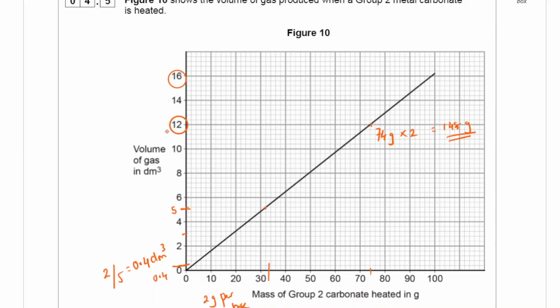So for 12 dm cube, I would need 74 grams. Multiply that by 2, I would need 148 grams. So 148 grams is actually accepted in the marking scheme. The marking scheme accepts any answer in the range of 143 to 153. That's actually more in the middle.